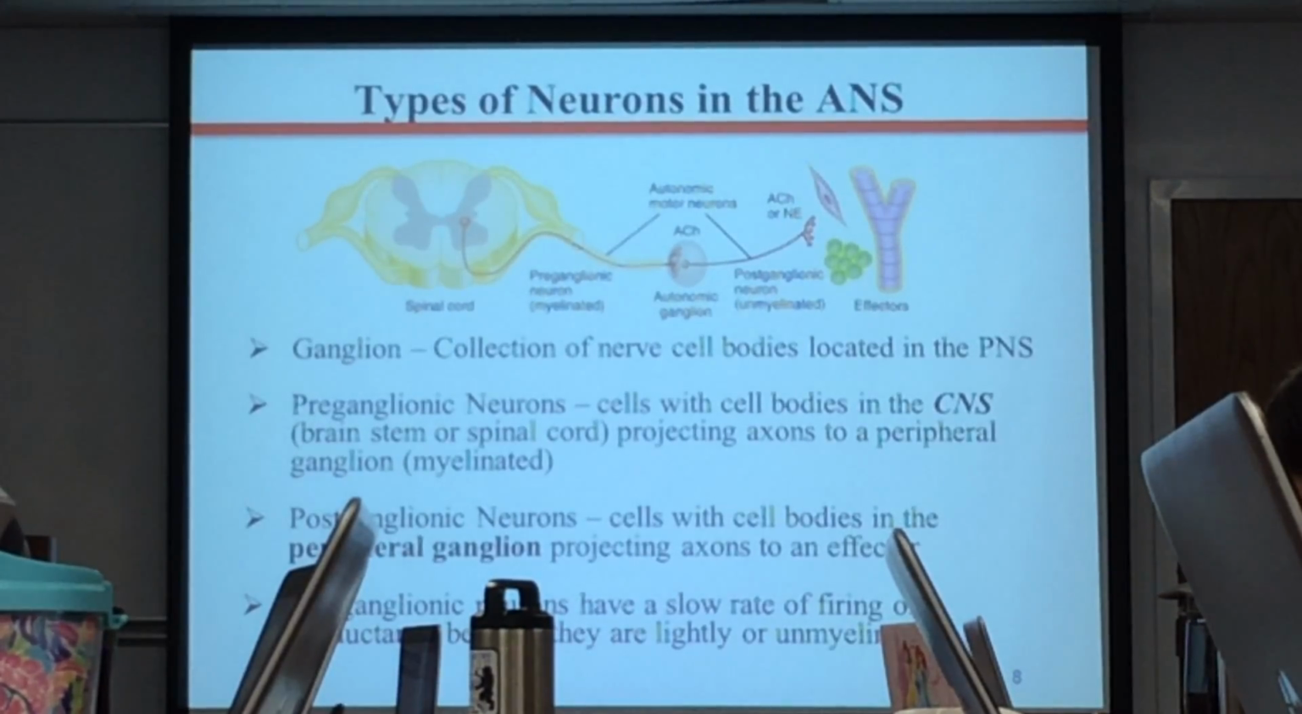There are two types of neurons in the autonomic nervous system: preganglionic neurons and postganglionic neurons. So what is a ganglion? A ganglion is a collection of nerve cell bodies located in the PNS, right here. I consider this like a synapse, if you think about the CNS. You know what a synapse is, right? One neuron projects to another neuron, and they form a synapse. Basically, the nerve terminal from one neuron innervates the cell body of another neuron.